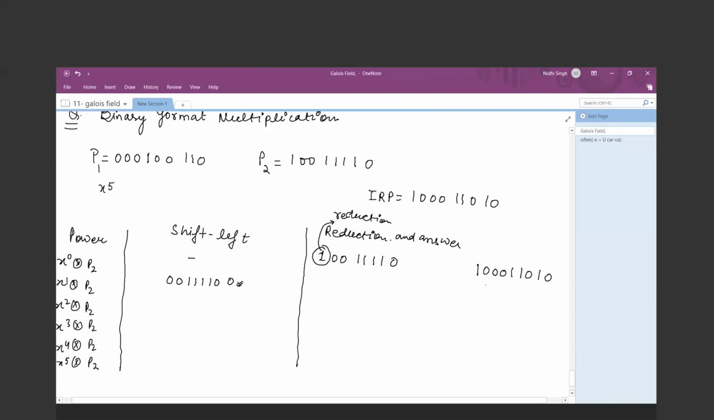ठीक है. सो मैं क्या करूंगी, जो फर्स्ट डिजिट है इन द इररेड्यूसिबल पॉलिनोमियल वी हैव टू स्किप इट. ये मैं स्किप कर दूंगी. सो यहाँ से मैं अपना सेकेंड पॉलिनोमियल लिखना स्टार्ट करूंगी, दैट इज 0 0, 4 times 1 and 0 0. Perform the XOR operation.